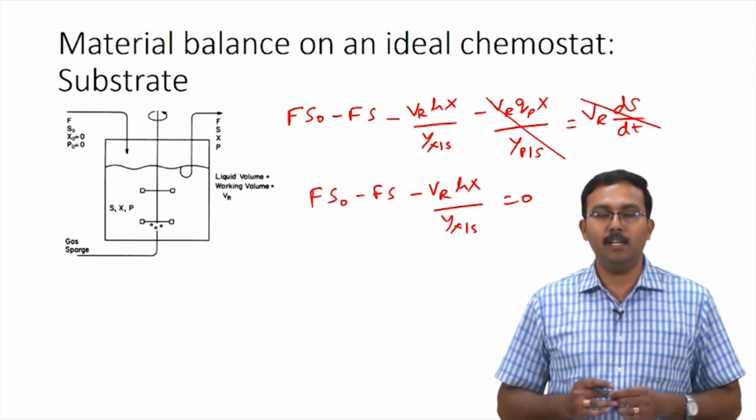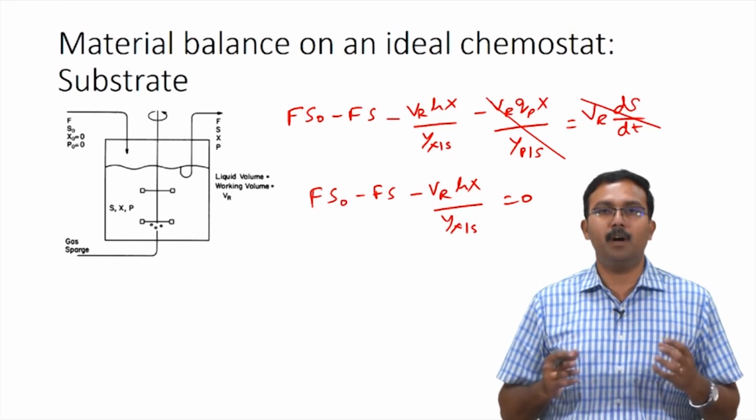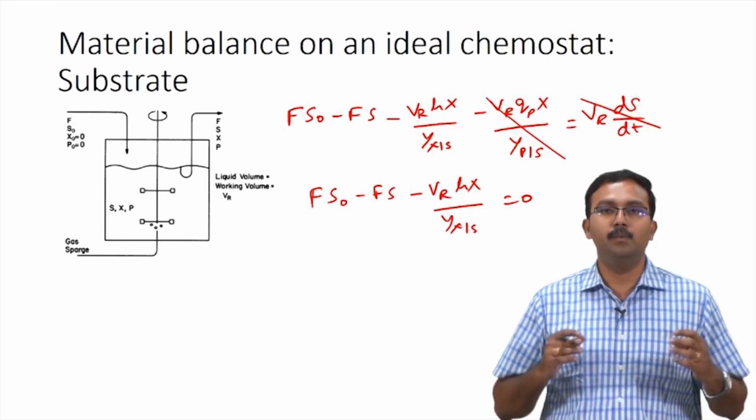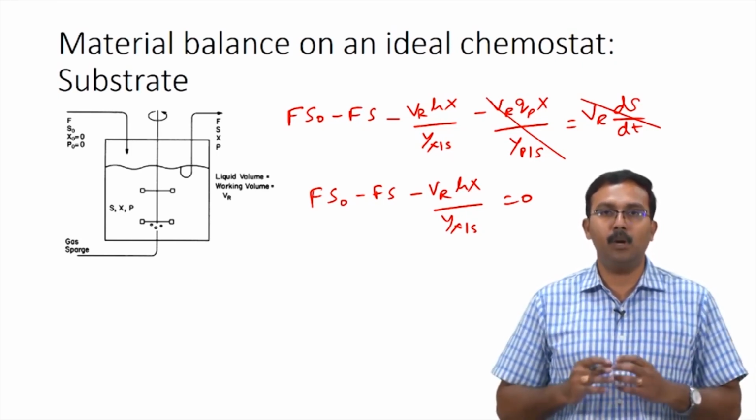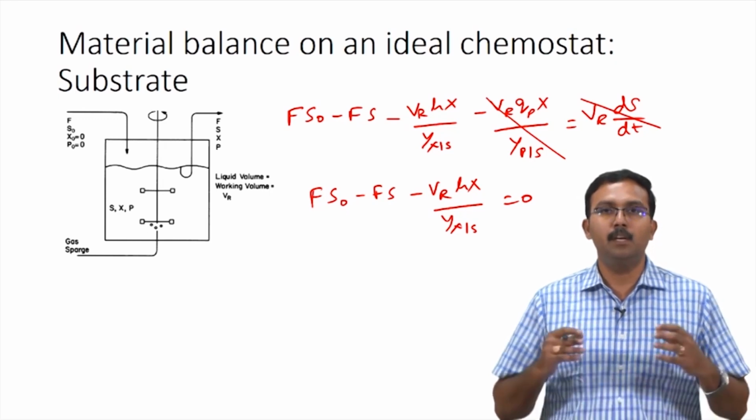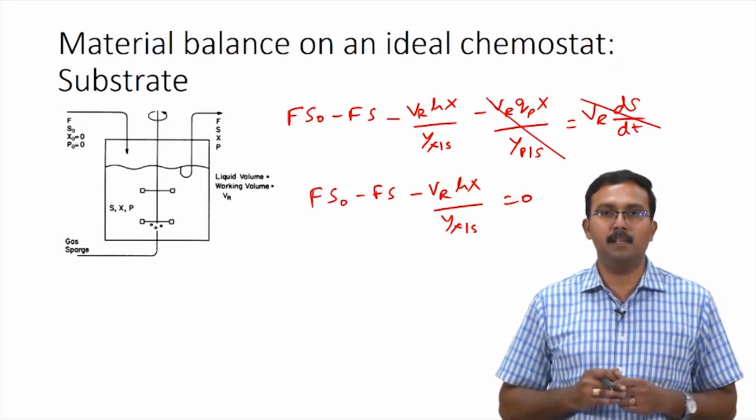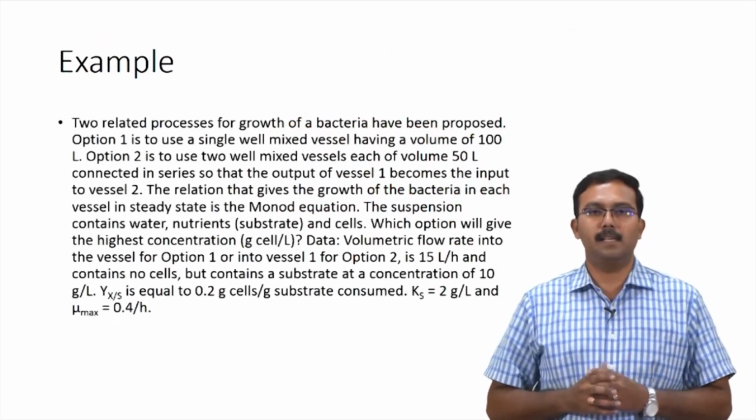Now that we have clarity on this, let us move on to performing some example problems to fully understand how to apply these material balance principles to biochemical systems where cell cultures are happening. Here is the example problem.